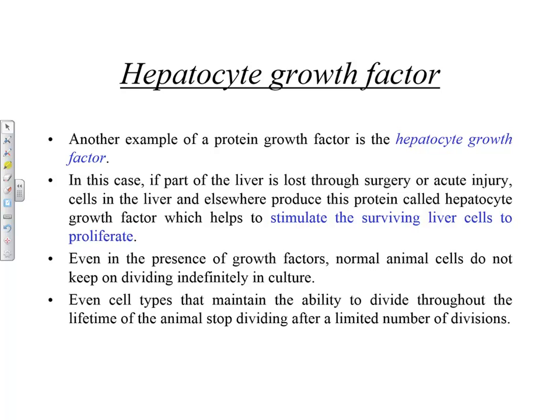Now, even in the presence of these growth factors, normal animal cells do not keep on dividing indefinitely in culture. Even cell types which maintain the ability to divide throughout the lifetime of the animal will stop dividing after a limited number of divisions. And this may have something to do with telomere shortening. Remember we talked about centromeres, telomeres, replication origin. The telomeres are the sequences that are needed at the end of linear chromosomes so that that portion can be replicated properly. There is an enzyme called telomerase, which will add copies of that portion just to keep the chromosome long enough. But still it's supposed to shorten with each cell division.